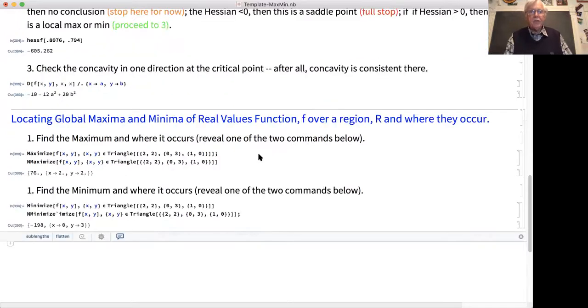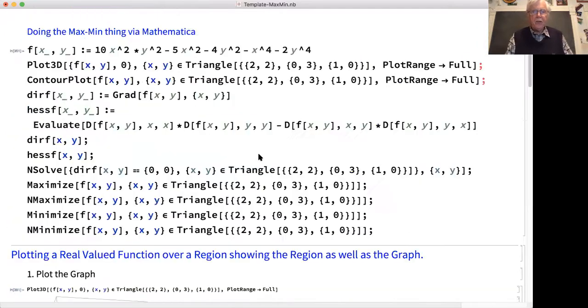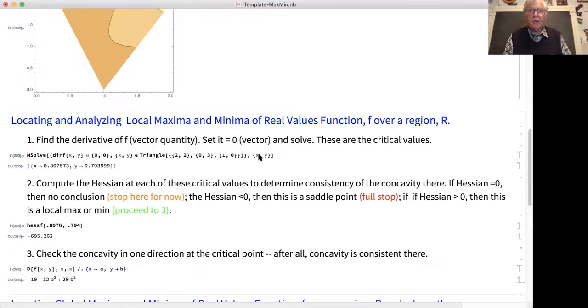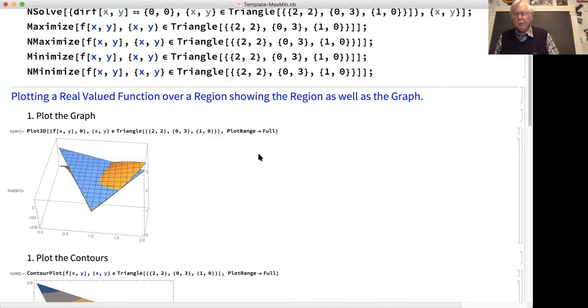So this is the template that I'd like us to use. These are the kind of questions that I will ask you about maxima and minima. One of the questions I'd like to ask you about is finding a tangent plane at a critical value. That's easy, should involve no work, so be careful of that question. And so that's about it.